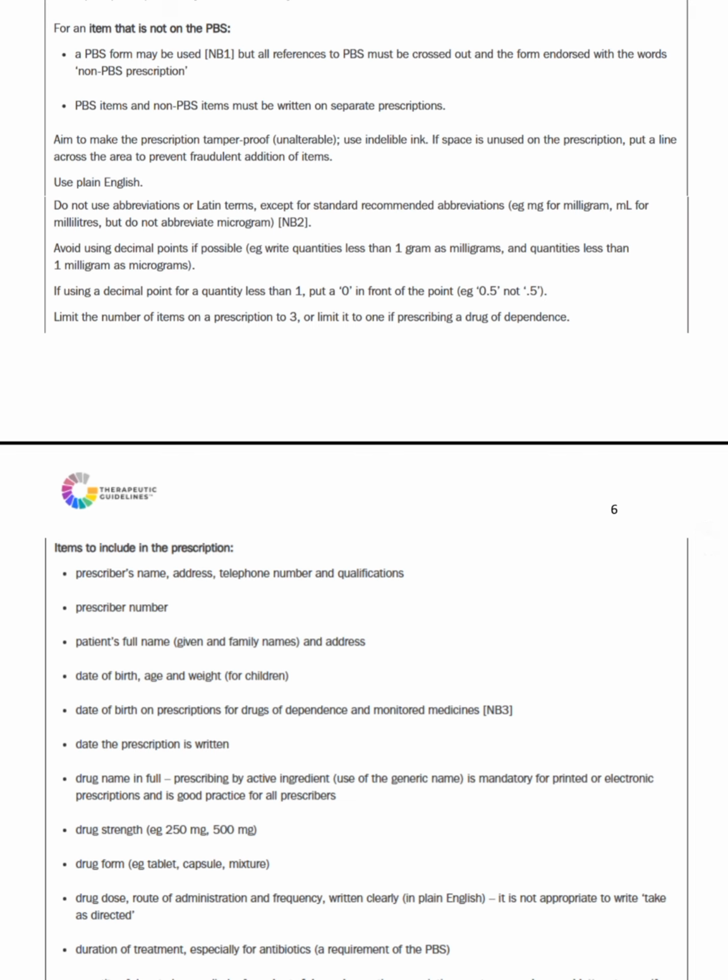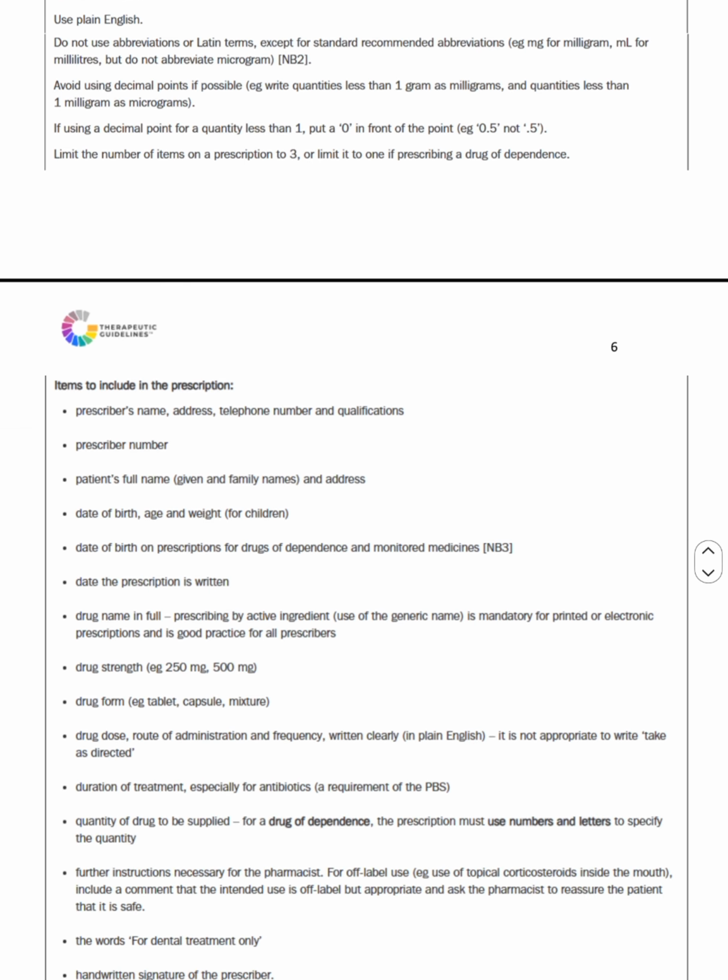Now, items to include in the prescription. Prescriber's name, address, telephone number and qualification, which will be yours, of course. Prescriber number, then patient's full name and their address, date of birth, age and weight specifically for children, date of birth on prescriptions for drugs of dependence and monitored medicine, date the prescription is written, then drug name in full, prescribing by active ingredient, use of the generic name. It is mandatory for a printed or electronic prescription and it is good practice for all prescribers.